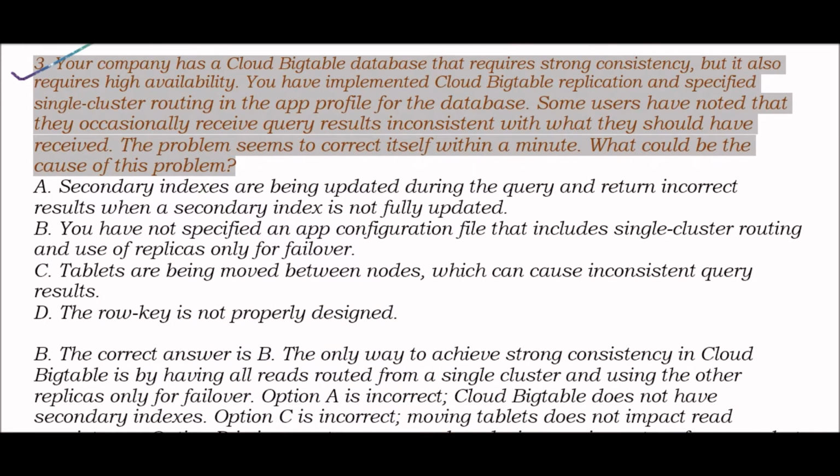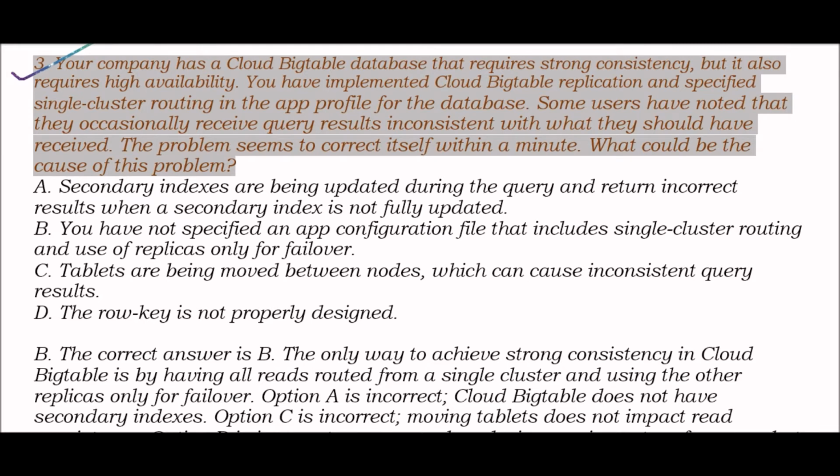Next question. Your company has a Cloud Bigtable database that requires strong consistency, but it also requires high availability. You have implemented Cloud Bigtable replication and specified single cluster routing in the app profile for the database. Some users have noted that they occasionally receive query results inconsistent with what they should have received. The problem seems to correct itself within a minute. What could be the cause of this particular problem?